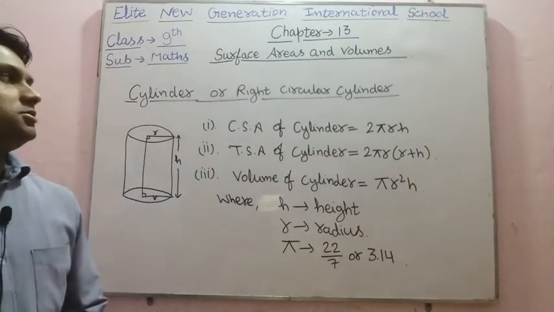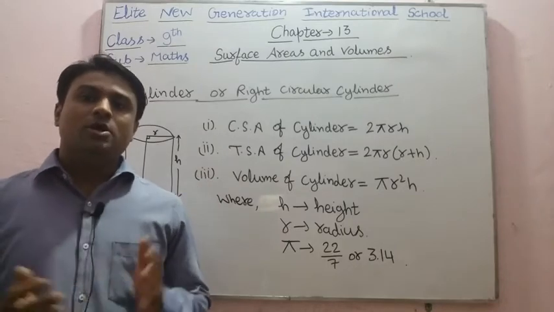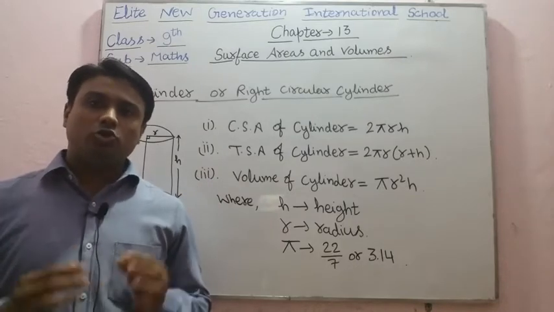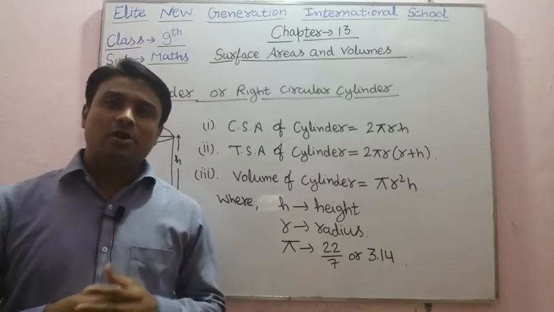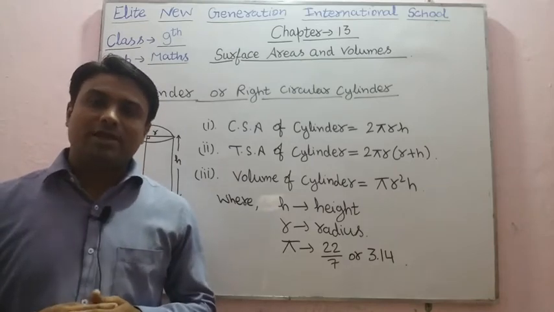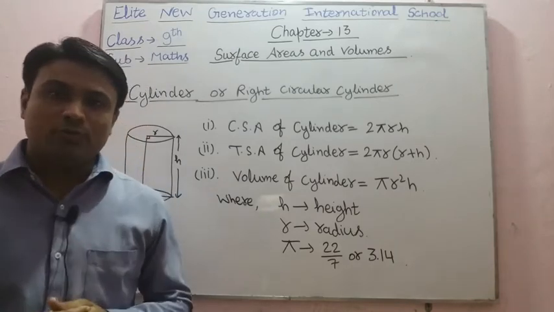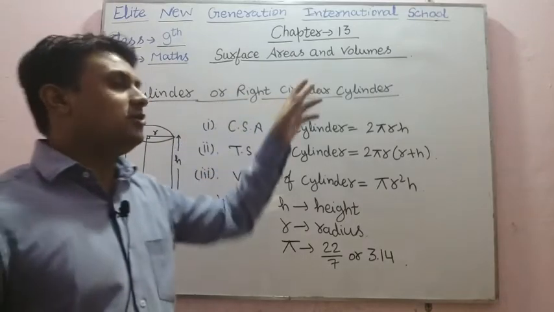Today we are going to start the next topic of chapter 13, that is surface area and volume. Before this we have studied about cube and cuboid, that is total surface area, lateral surface area and area of four walls for a cuboid, and total surface area and lateral surface area of a cube. Today we are going to start the cylinder, or we can say the right circular cylinder.